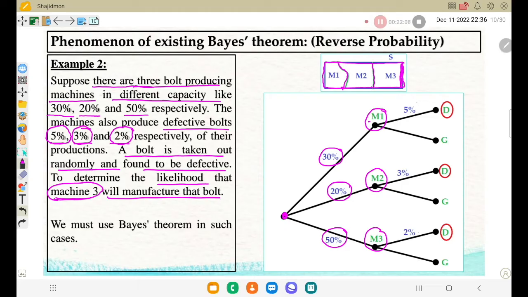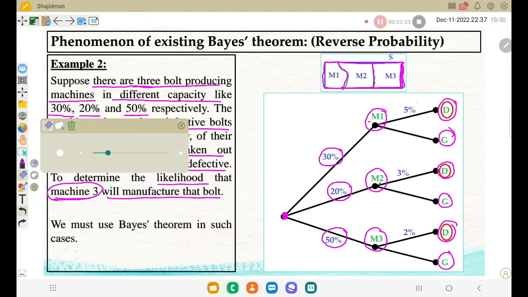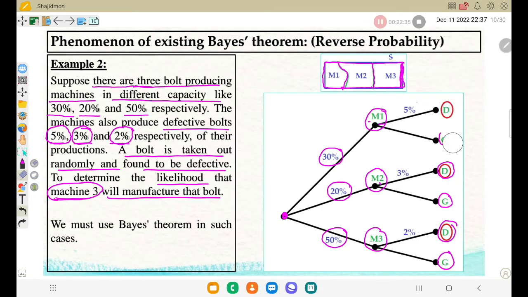Now what is our sub event here? When we take one bolt randomly, we find it is defective. For example, from machine number 1, some bolts are defective and some are good. The second machine also has defective and good bolts, and so does the third machine. The percentage of defective bolts is given: machine number 1, 5%; machine 2, 3%; machine 3, 2% defective bolts.